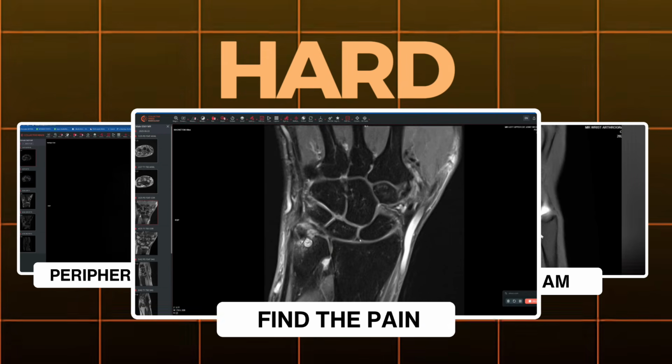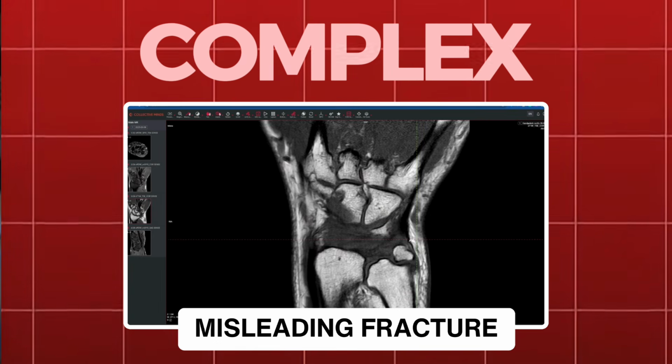Fourth, a wrist MRI with many findings where your job is to tell the surgeon which one is driving the pain. And finally, a fracture that most radiologists just call a fracture and move on, but miss the findings that decide whether the patient needs a cast or surgery. Let's get into it.